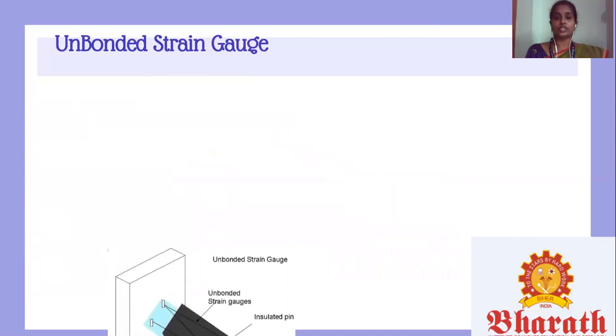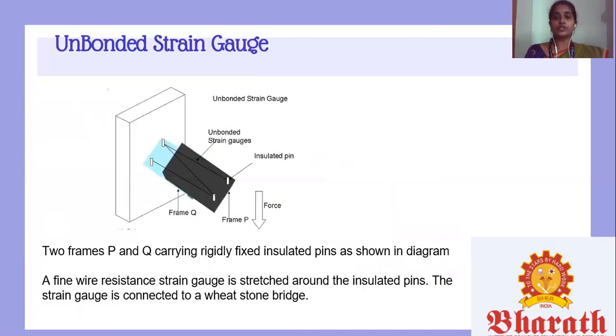Unbonded strain gauges. The arrangement of an unbonded strain gauge consists of the following. These strain gauges are not directly bonded, that is, not pasted onto the surface of the structure which is under study. Hence, they are termed as unbonded strain gauges.